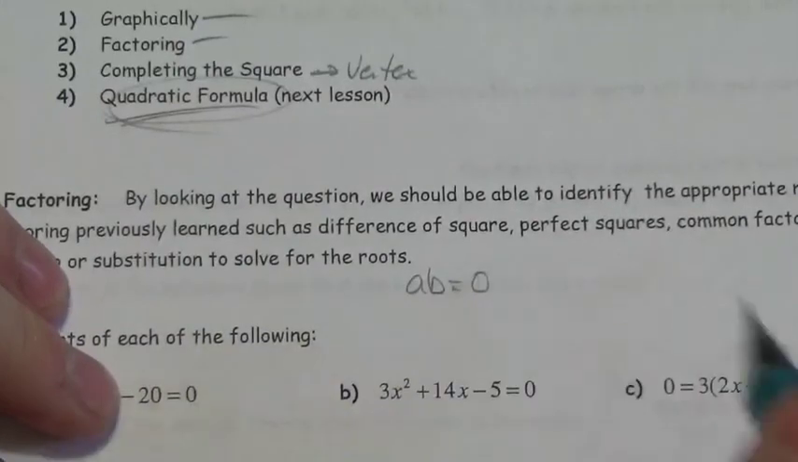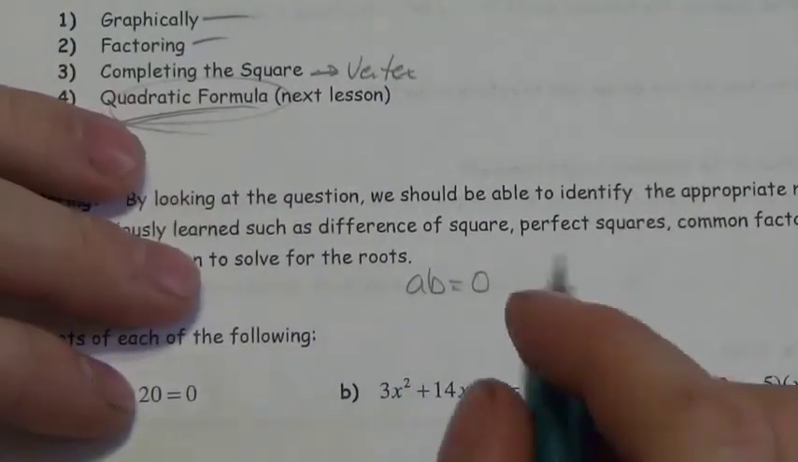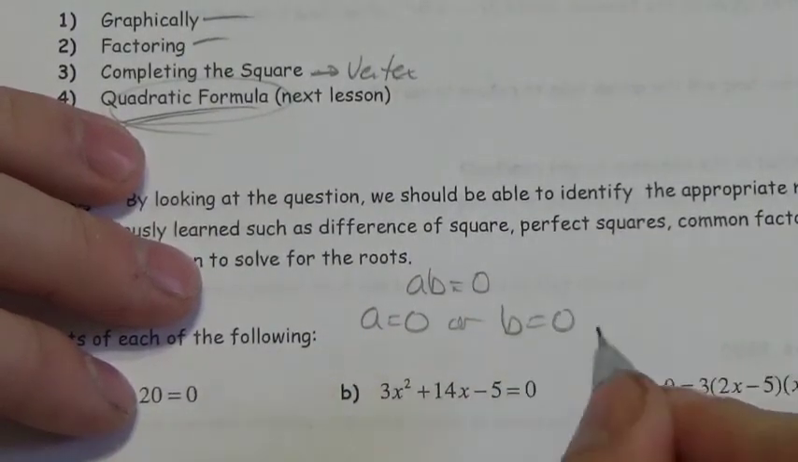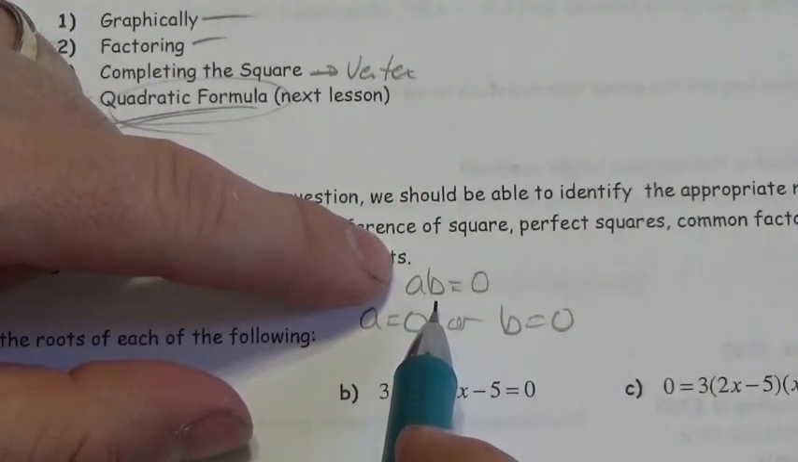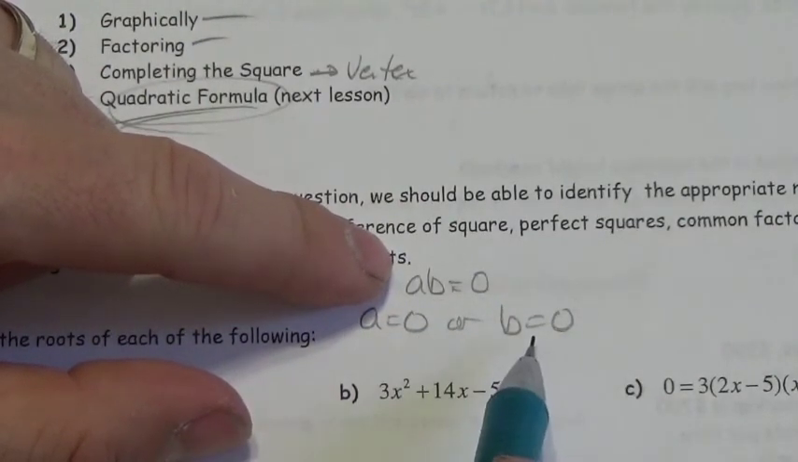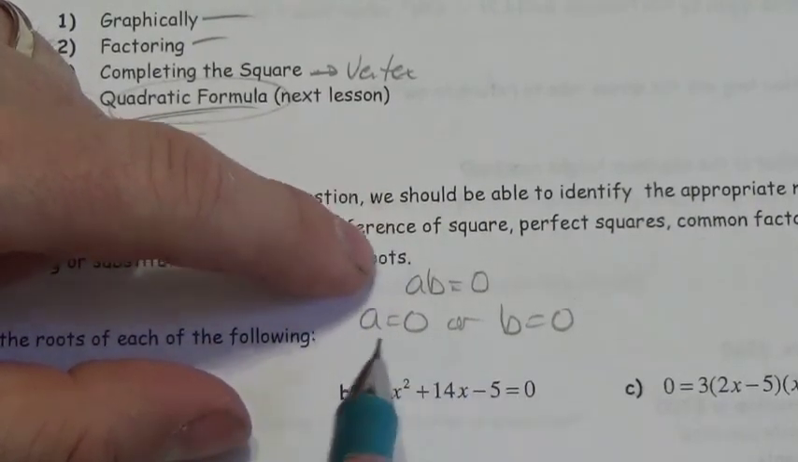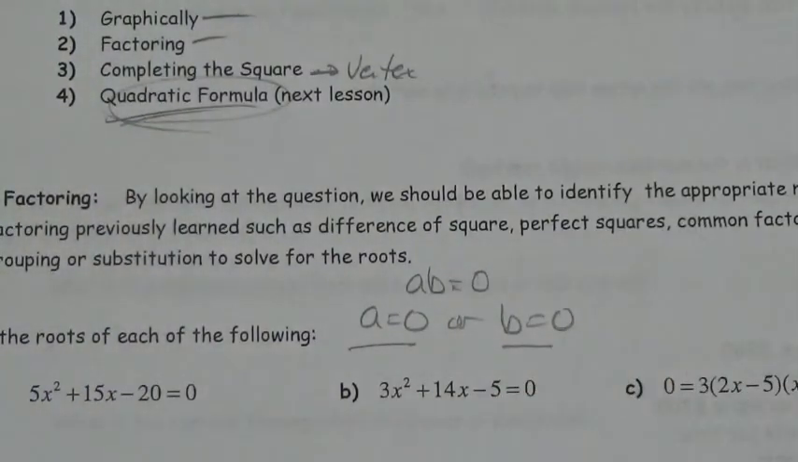But as soon as you throw a 0 here as a product, I already know one of them has to be 0. Either A is equal to 0 or B is equal to 0. One of those two. Now, if A is equal to 0, I don't need B to be equal to 0. That doesn't have to be 0. But if A isn't 0, then B must be 0. It has to be either this or this is true to make this work. And that is the whole idea behind solving by factoring.